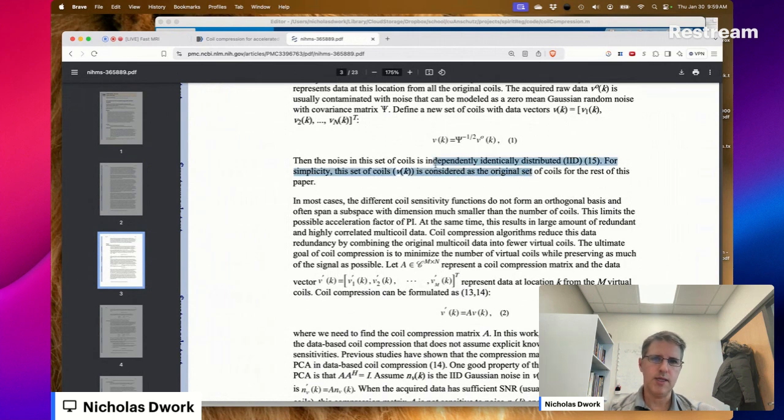Here he's doing whitening. Good to know that that happens here. Okay, so the thing with whitening is that the noise is now independently, identically distributed, but the signal's been altered as well. And I find a new set of coils with data vectors, right? So they've whitened the data, so I don't understand that.